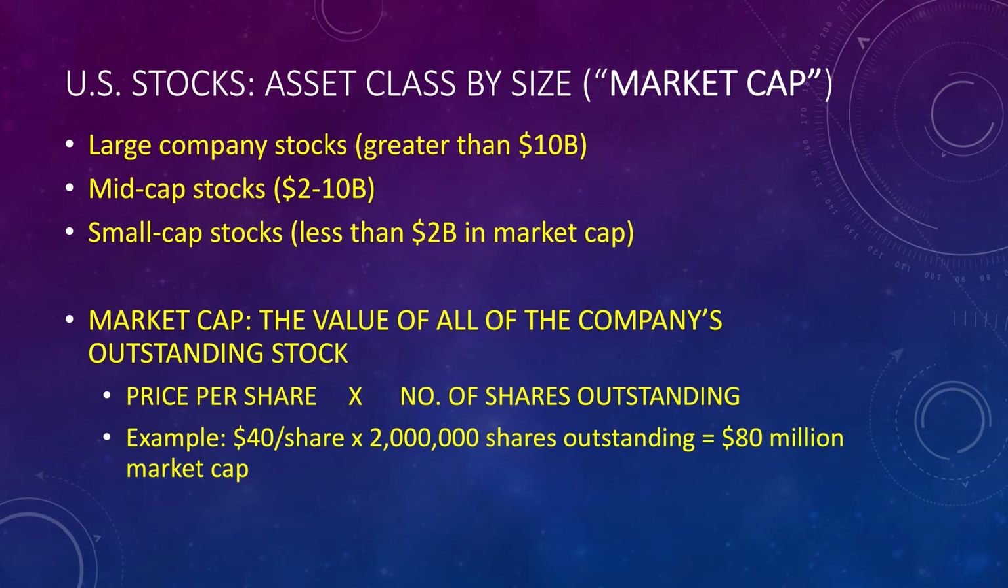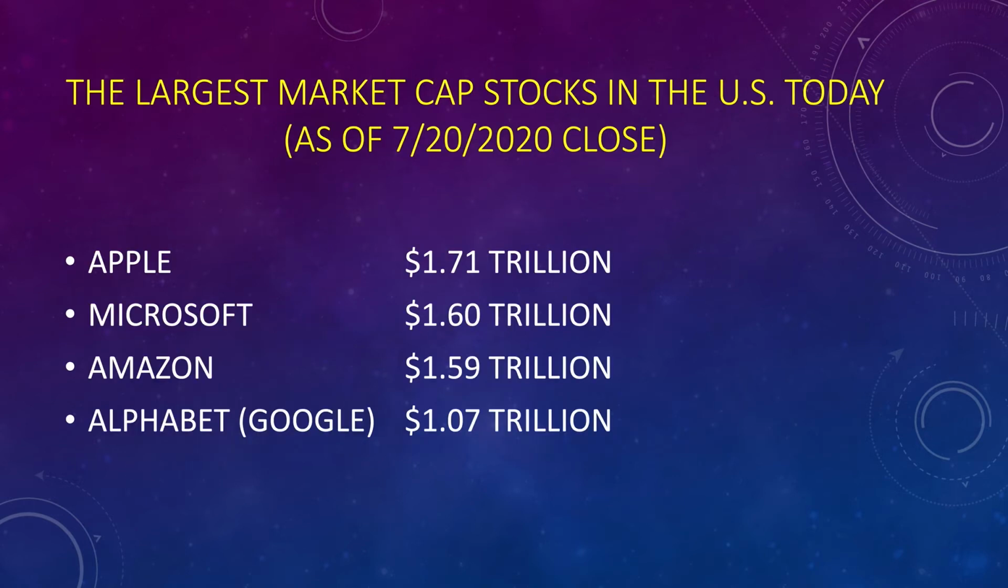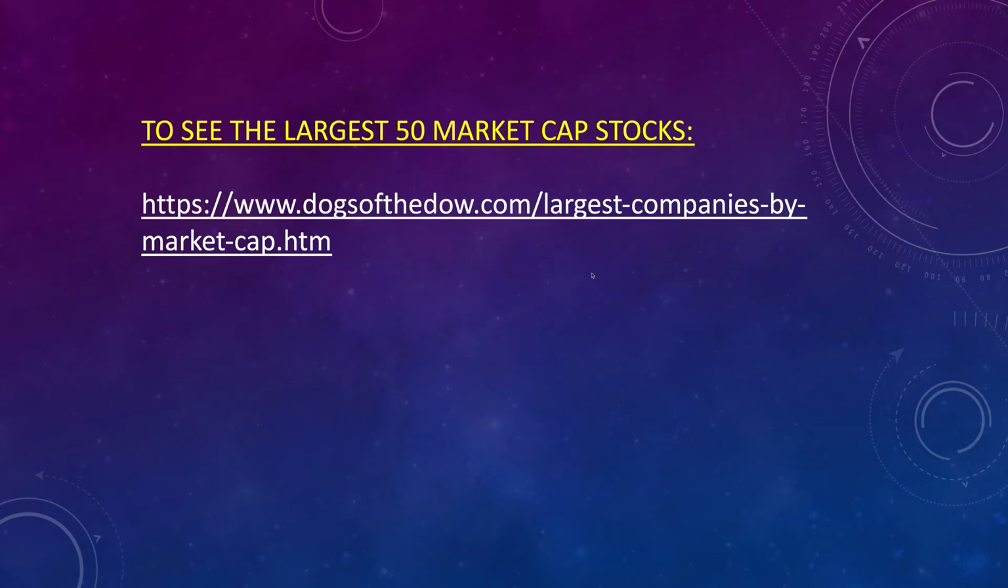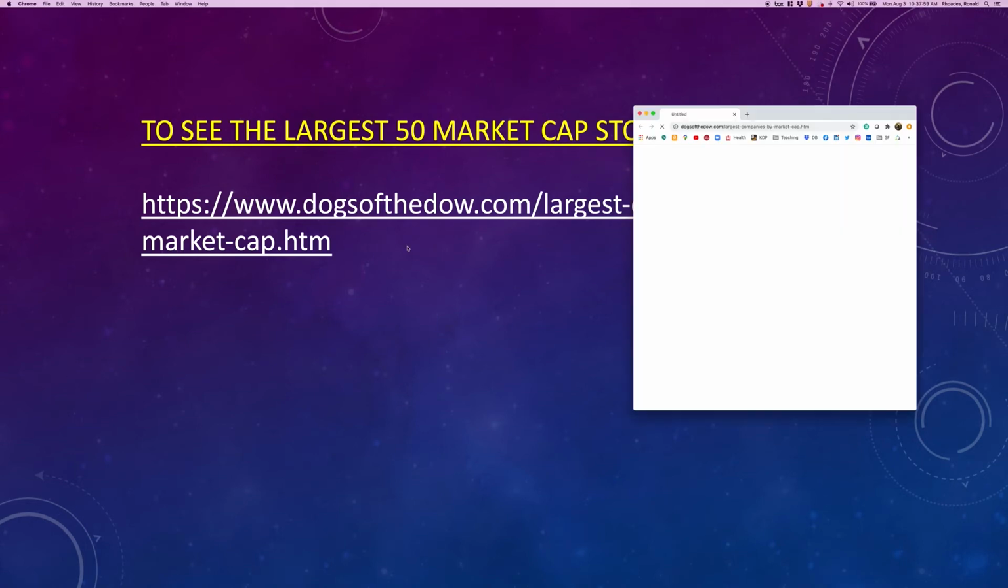The largest market caps as of July 20th: Apple, $1.71 trillion, Microsoft, Amazon close behind, and Google, which is now called Alphabet, 1.07 trillion. So we have four companies that are worth more than $1 trillion. Behind that is Facebook, I believe, somewhere around 600,000. Now, to actually see this, we can actually pull this up and see what are the largest stocks today.